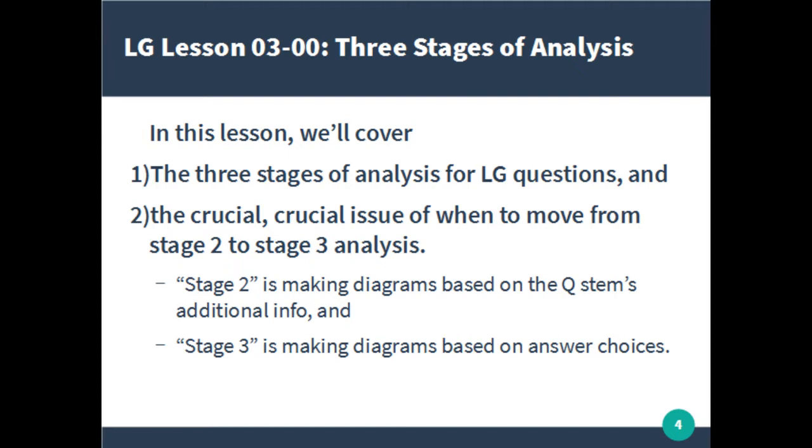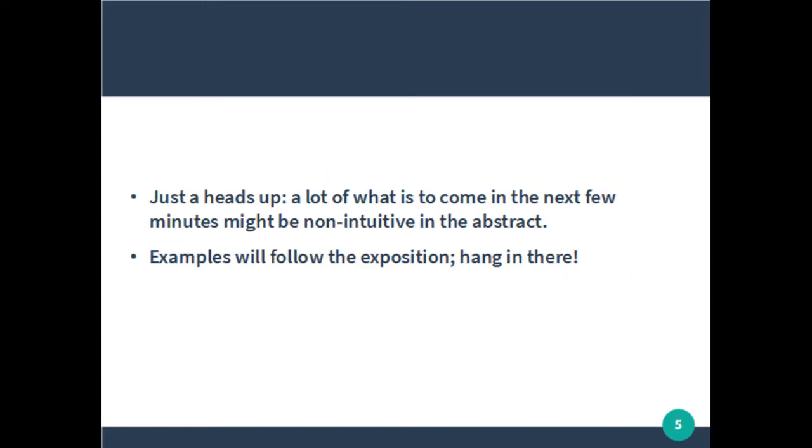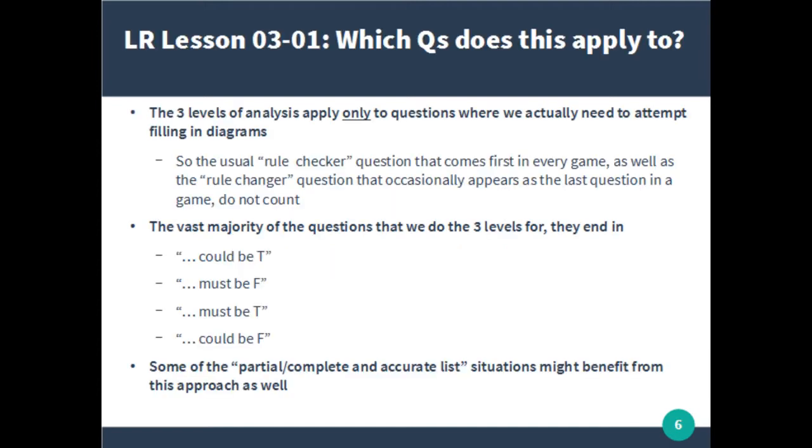So again, there will be 3 stages of analysis covered, and the most important thing to walk away from with this lesson is getting some idea of why and how it is important to move between stage 2, diagrams based on the question stem, and get into stage 3, making diagrams based on answer choices to figure out which answer is the one that you're looking for. So just another little aside here before we get into it. A lot of what's to come in the next few slides might be non-intuitive in the abstract without the helpful context of actual questions, but examples will follow the exposition pretty shortly, so hang in there as we get over the abstract concept part.